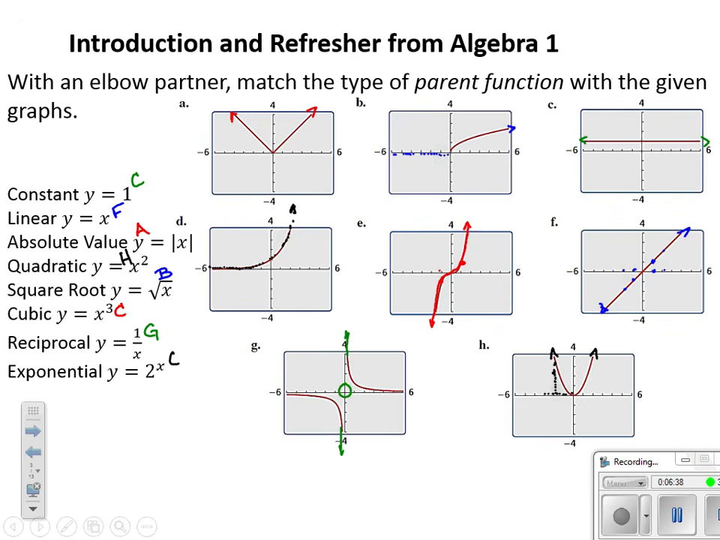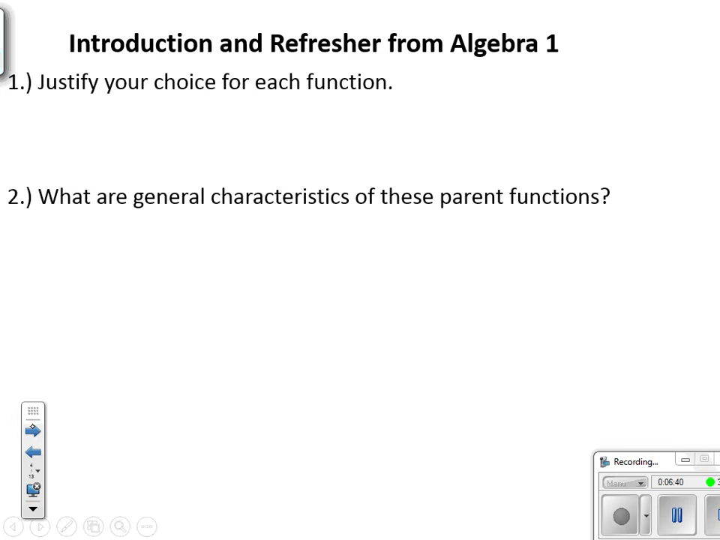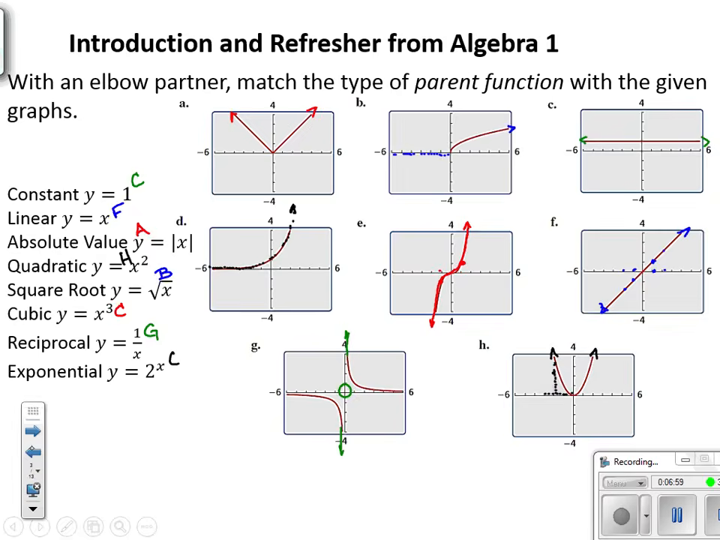Okay, and you have a couple questions here in your note packet that follow up with each one. Justify your choice for each function. We explained those as we went through them on the video. I hope you would be able to explain to anyone why you chose the match that you did. And then number 2, what are general characteristics of these parent functions? Well, let's just take a look back for 1 second. Generally, what do you notice about all the graphs?